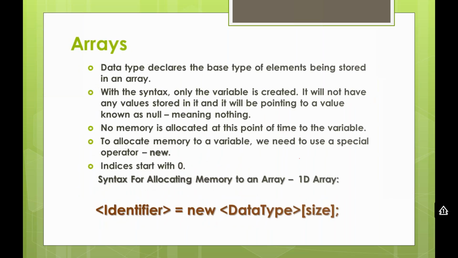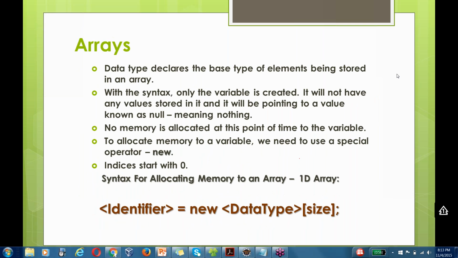We have seen how we can declare an array variable. Now we'll see how to assign memory to an array variable. The data type declares the base data type of elements, that is, the type of elements you can store in an array. This particular syntax only creates a variable. As I mentioned, it only creates a variable, so no memory is allocated at that time.